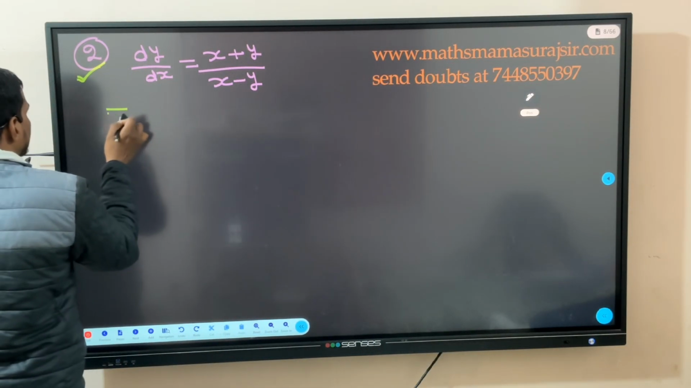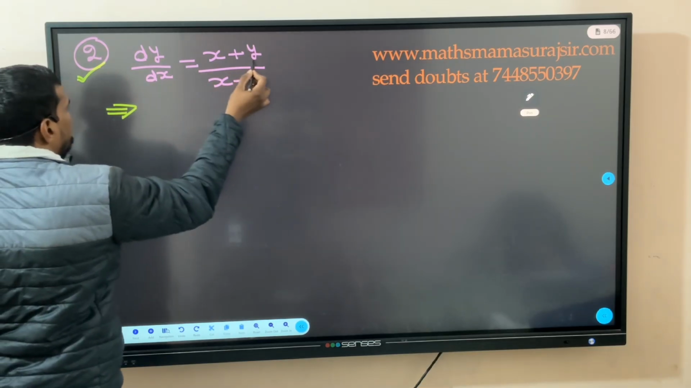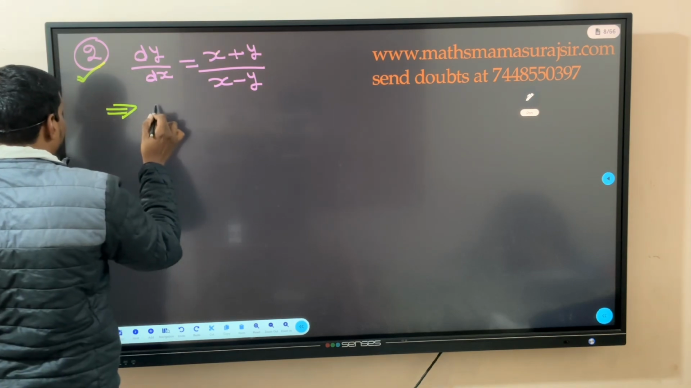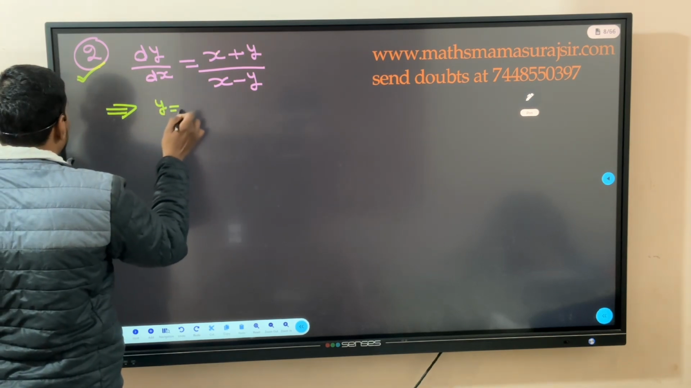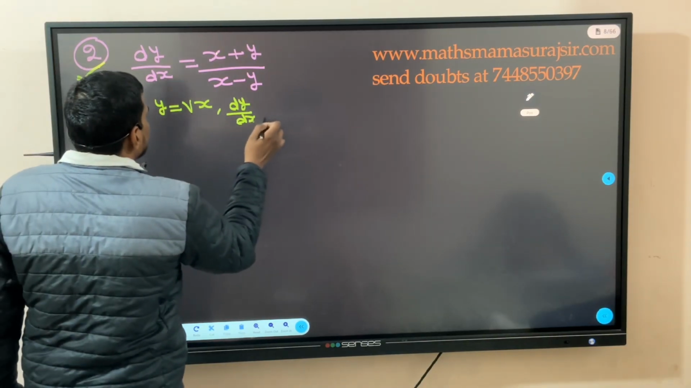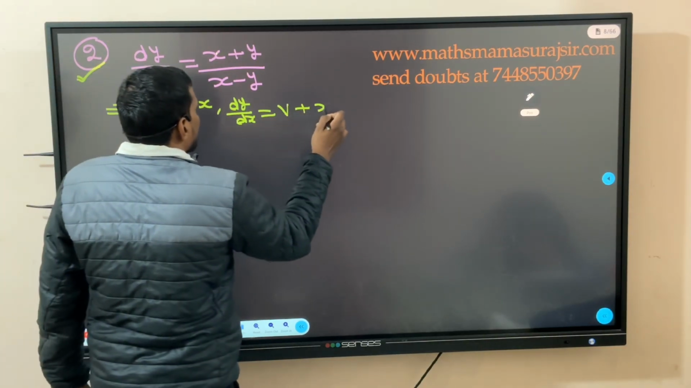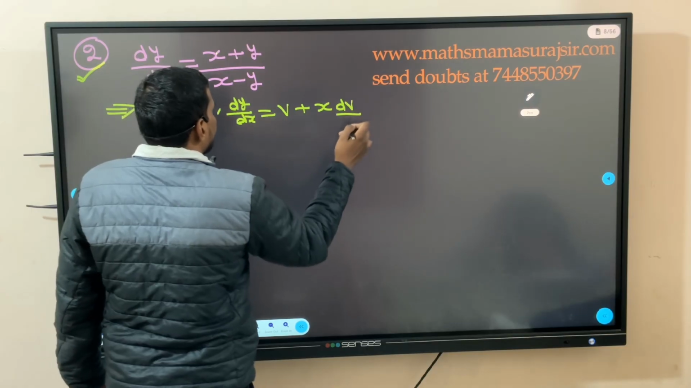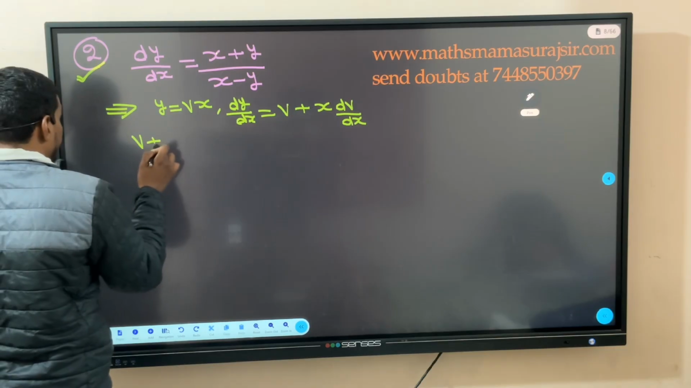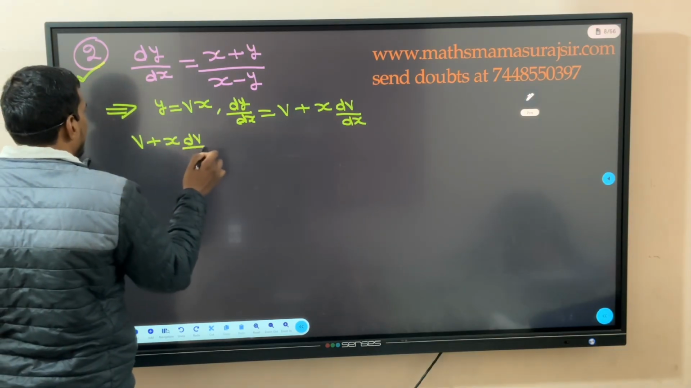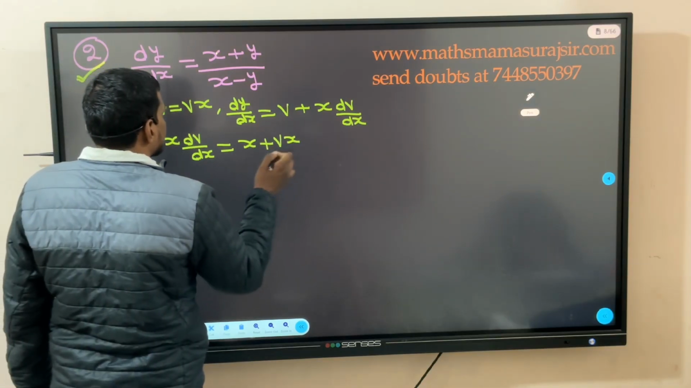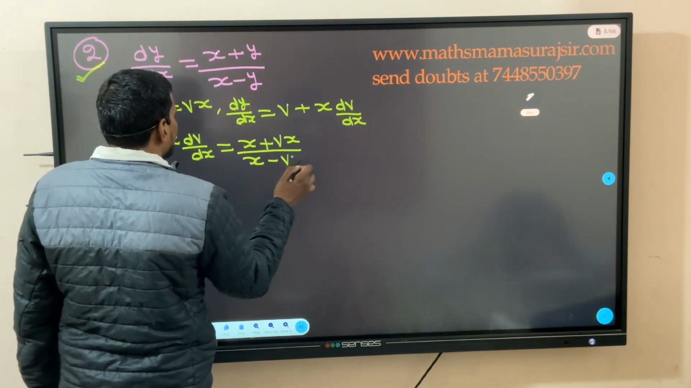Yes, see guys, step number 1, it is definitely homogeneous, degree 1, degree 1, degree 1, degree 1. So if it is homogeneous, what is step 1? y equal to vx, and calculate dy by dx, that is v plus x dv by dx, right? Substitute this value, so v plus x dv by dx, that is x plus vx, and here x minus vx.